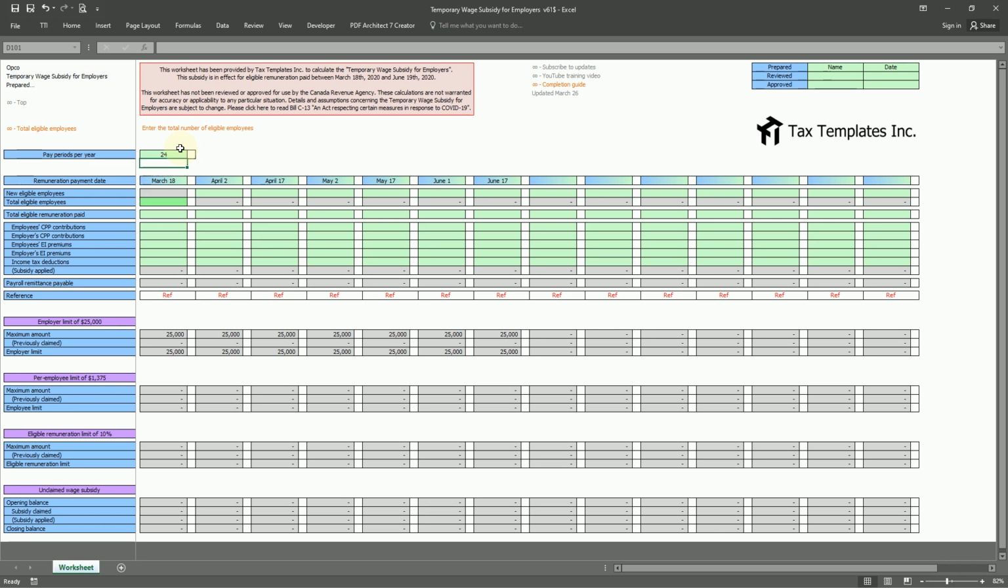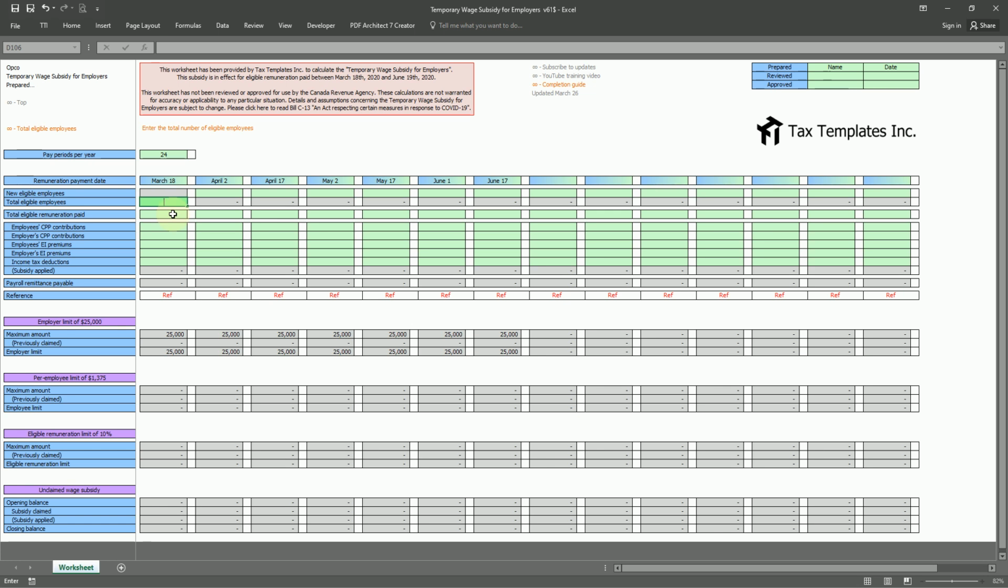Next, we'll enter the total number of eligible employees who are employed during the eligible period. Employees must be employed in Canada between March 18th and June 19th to be considered eligible. A critical note is that each employee does not have an individual subsidy balance. Instead, each eligible employee simply increases the wage subsidy available to the employer by $1,375. In future periods, if you have new eligible employees, please indicate them on the worksheet.